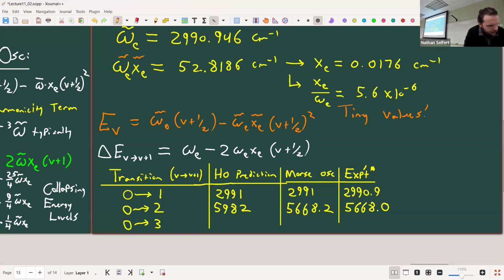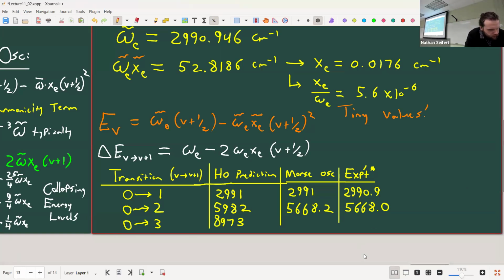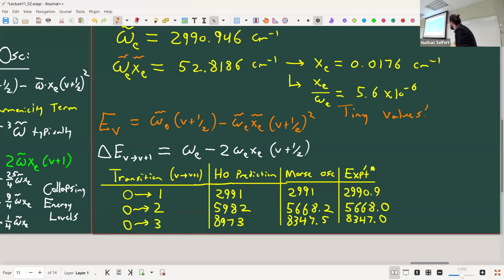So we would expect this to be at 8972, 8973. And in fact, what we observe in the Morse oscillator is 8347.5. In experiment, we see 8347. Okay. Well, let's put these numbers together. Let's just roughly look at what's going on here.